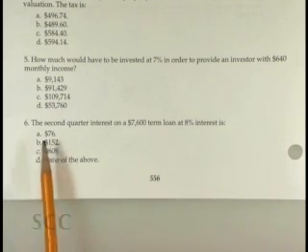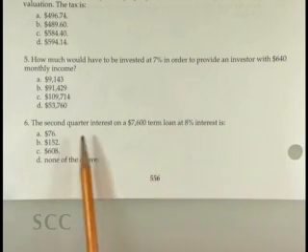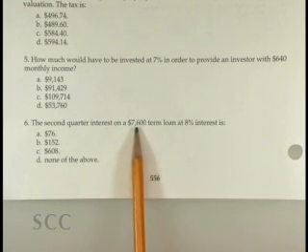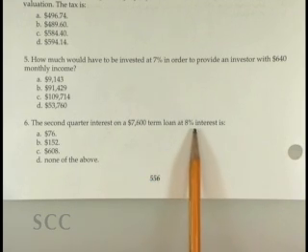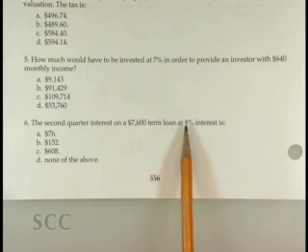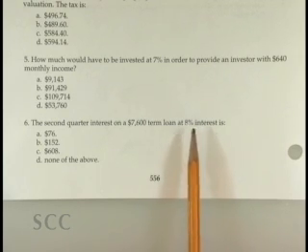So what they're saying here is, the second quarter interest on a $7,600 term loan at 8% is what? From looking at that, we know the loan amount is $7,600. We know the interest rate is 8%. When we take the $7,600 times 8%, it's going to tell us what our annual interest is. And then we're going to have to divide it by 4 to figure out what it is for a quarter, because a quarter is like 25 cents. It's 25% of a dollar. So how do we do that one?